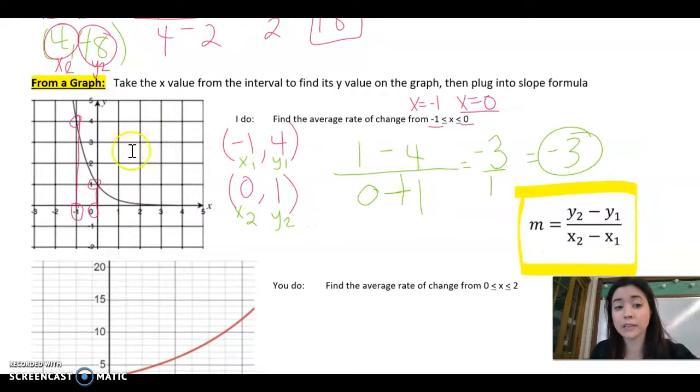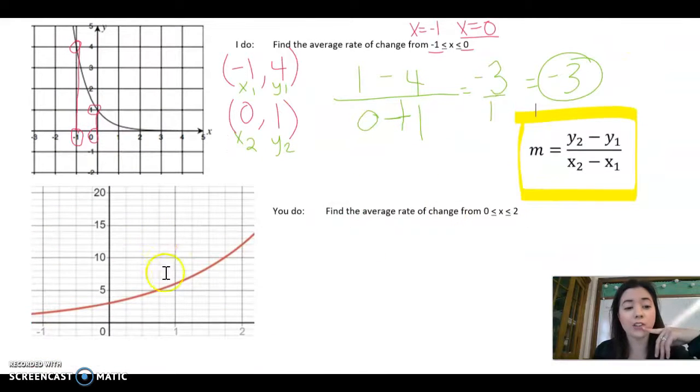And for this, that makes sense. When we have a decay, our rate of change is negative because it's going down. Our multiplier is not negative. Remember, our multiplier is less than 1 if it's a decay. But our rate of change is going down.